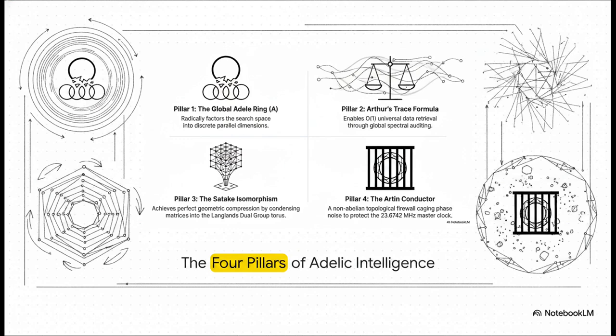Pillar 1 factors the search space into parallel dimensions. Pillar 2 enables O of 1 instant data retrieval. Pillar 3 acts as our perfect geometric compressor. And Pillar 4, that's a topological firewall that cages phase noise. Individually, these are profound, complex mathematical theorems, but together, they form an entirely new computational engine.